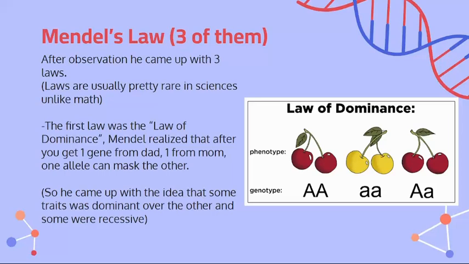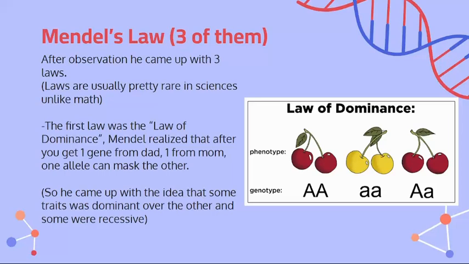And Mendel was able to come up with three laws, and that was very impressive. So the law of dominance states that after you get one gene from dad and one gene from mom, one allele could potentially mask the other.